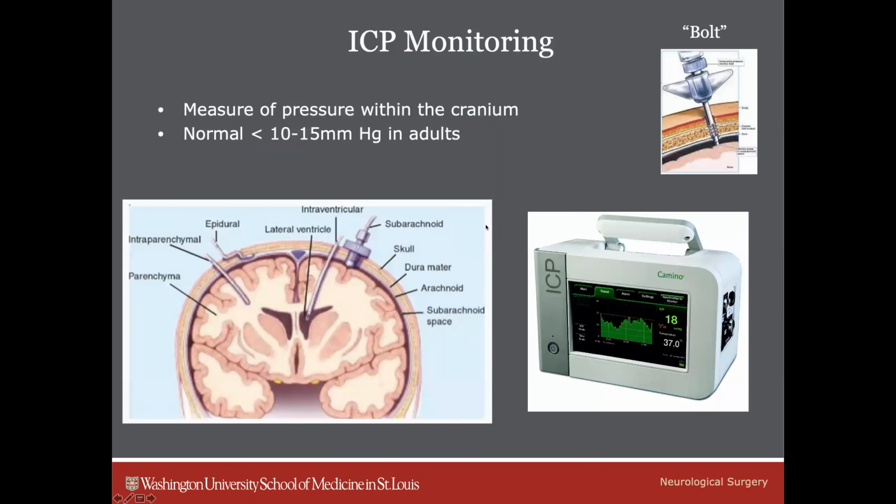So what are the ways to measure ICP? Again, as I mentioned, it's a measure of pressure within your skull, and normally it's less than 10 to 15 in adults. You can measure it in different ways. Typically what we use here is a bolt, which is an intraparenchymal device. Here it's shown as a subarachnoid device, but typically we use this plus a pressure sensor that actually goes into the brain parenchyma. The other way of doing it is with external ventricular drains, which sometimes we do.